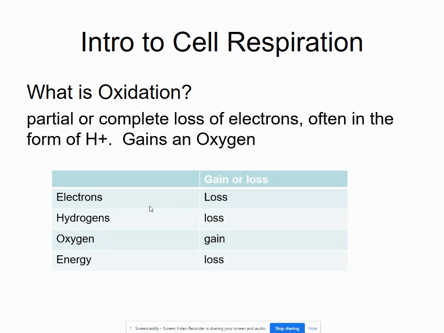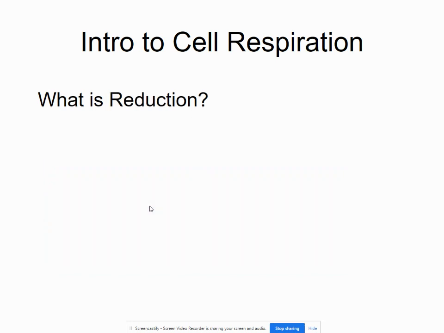So here just goes through the major things that are in an element, and during oxidation, electrons are lost, hydrogens are lost, they normally go together, oxygen is gained, and overall, we would say the molecule has lost energy. So that energy has gone into the reduced molecule, which is our next stop.